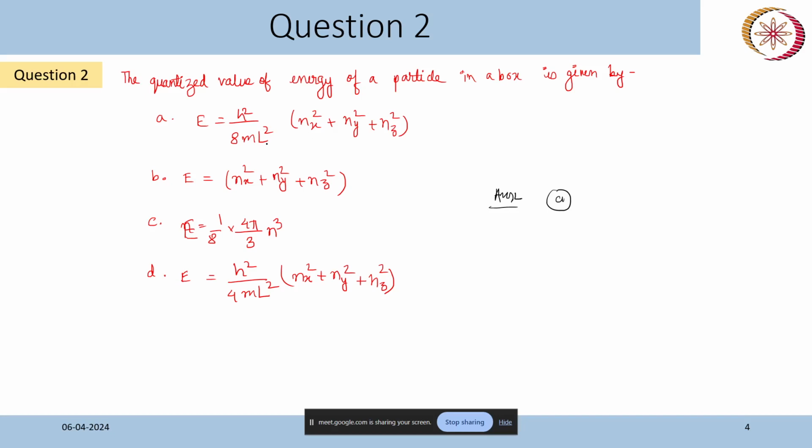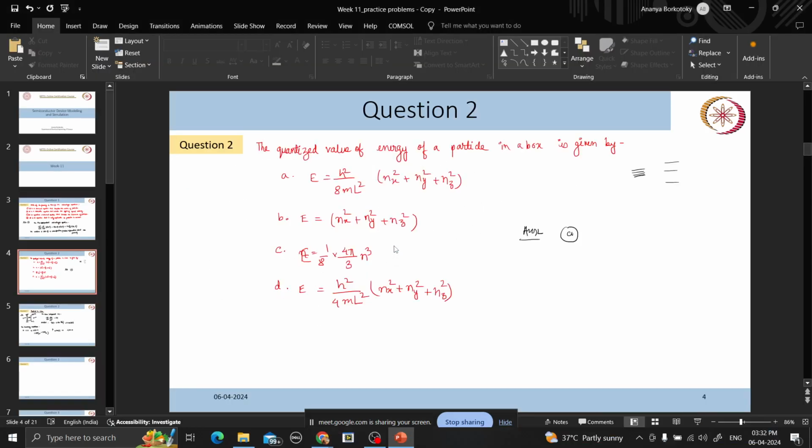If the size of the box is very large, then the energy will be small, and the separation between the energy levels will also be very small. But if L is very small, that means the particle is confined within a very small volume, then the energy levels will be far apart. That is why quantization is more prominent when the dimensions are much smaller. Okay, hope the question is clear.